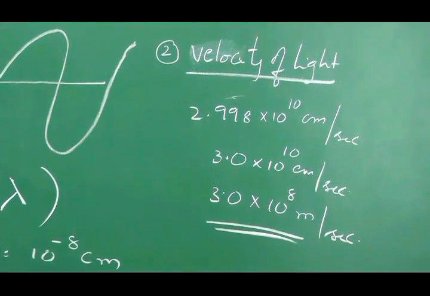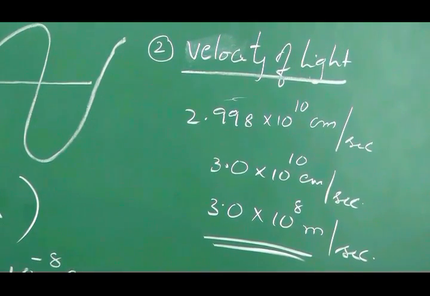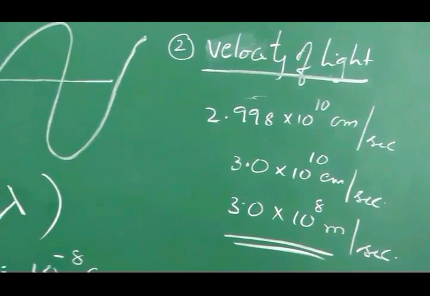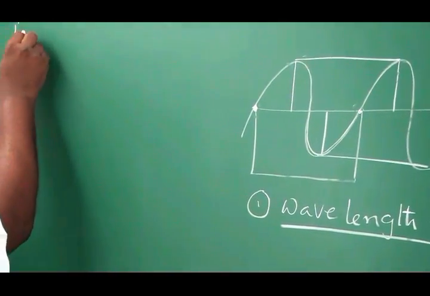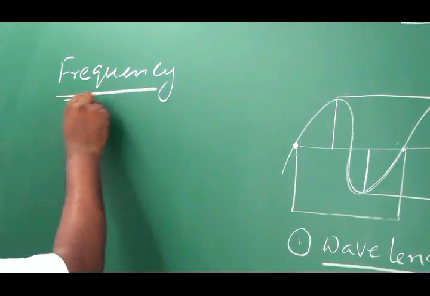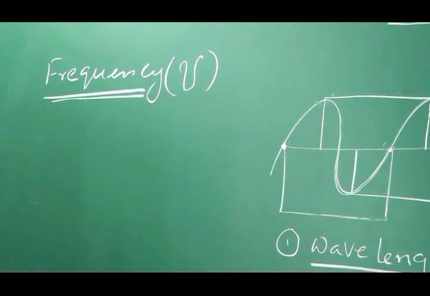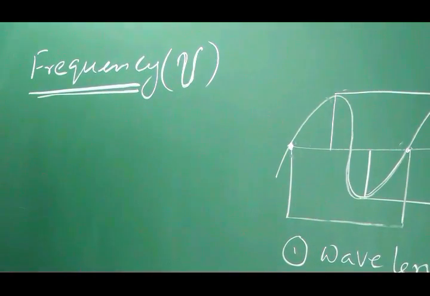Velocity of light means the distance traveled by a light wave in a unit time. And the third important property is frequency. This frequency is denoted with the symbol nu.